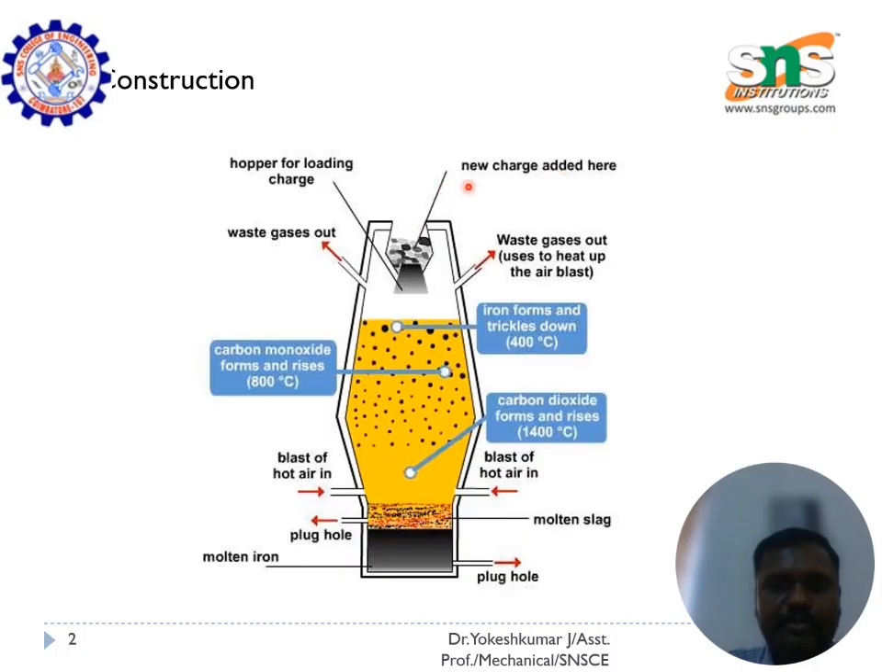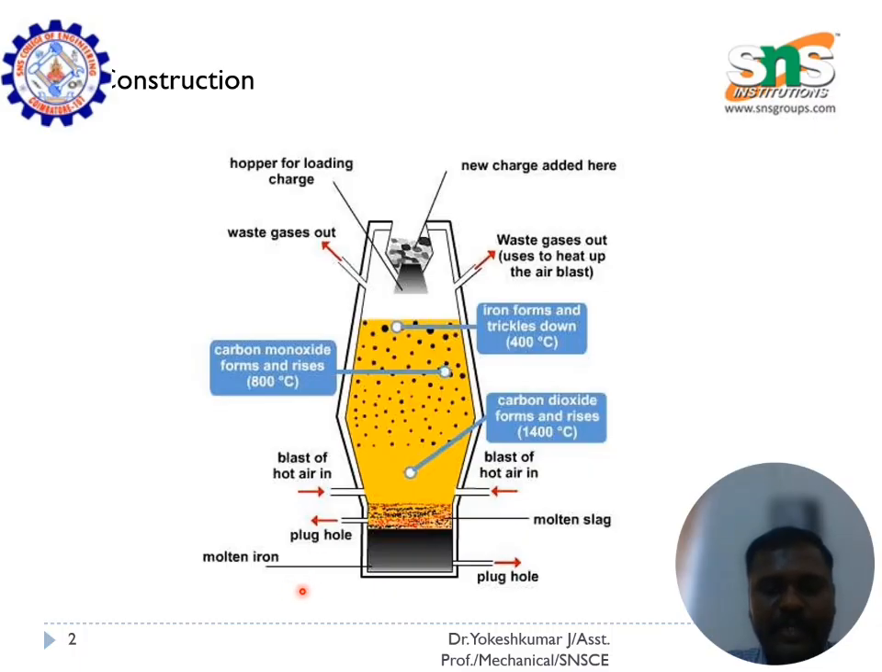New charge can be added at the top, for example pig iron, scrap, mild steel, and various ingredients like copper, nickel, and coke, which are the ingredients for the molten metal. And above and below that we have passages for the waste gases to go out. Initially we supply a blast of hot air inside the furnace, and after heating the raw material, it is cooled and led out to the ambient via this pipe.